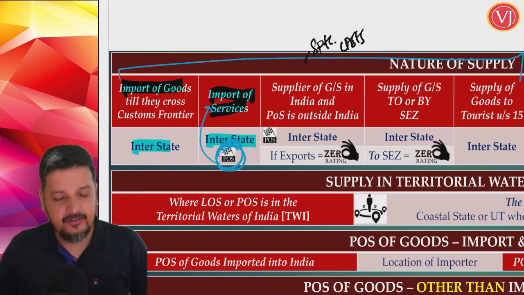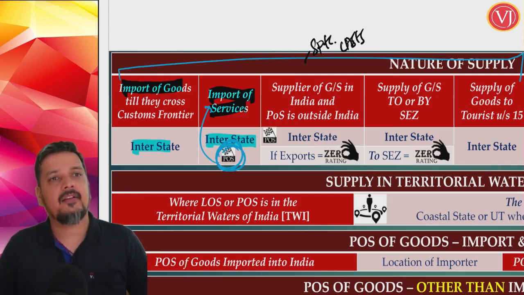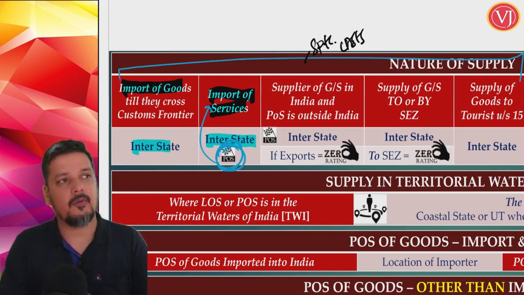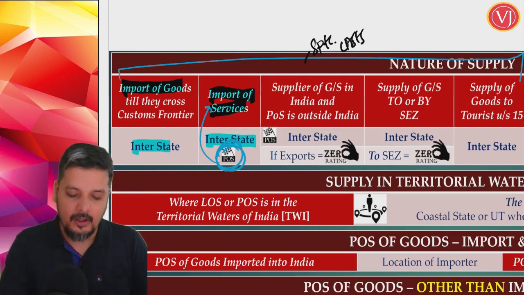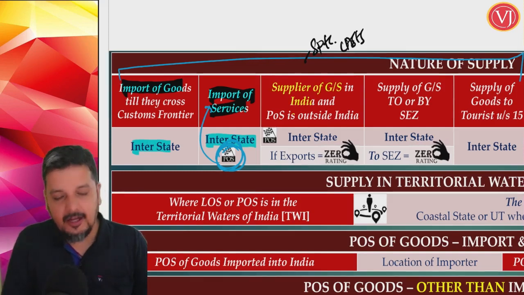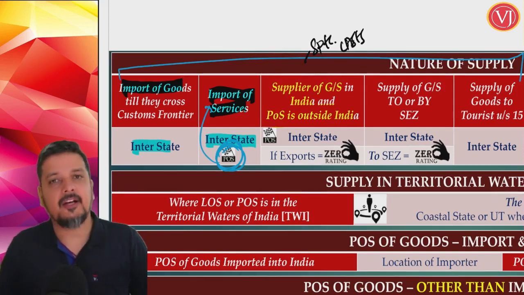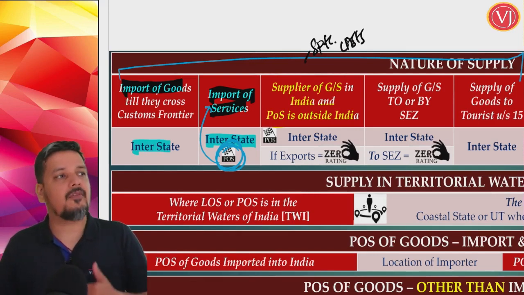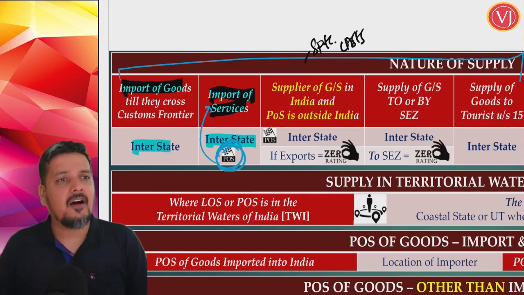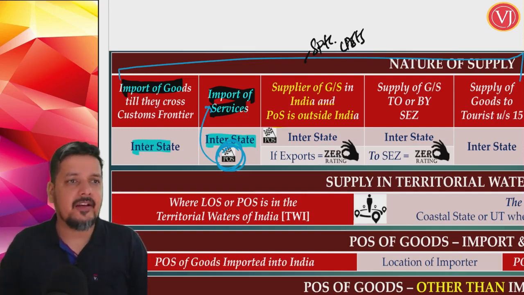Next, if supplier is in India. It is not only for goods or only for services, it is for both. Supplier of goods or supplier of services is in India and place of supply is outside India. India to USA is interstate.